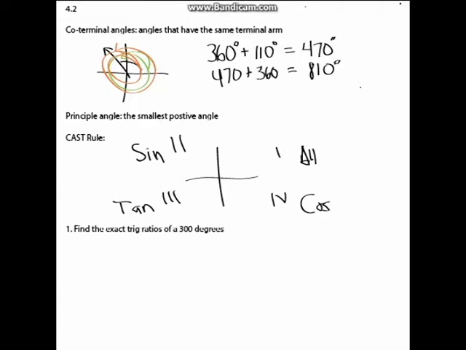At C, only the cosine ratio will be positive. In A, all ratios will be positive. In S, only sine will be positive. And in T, only tan will be positive. Here are two questions that use CAST.